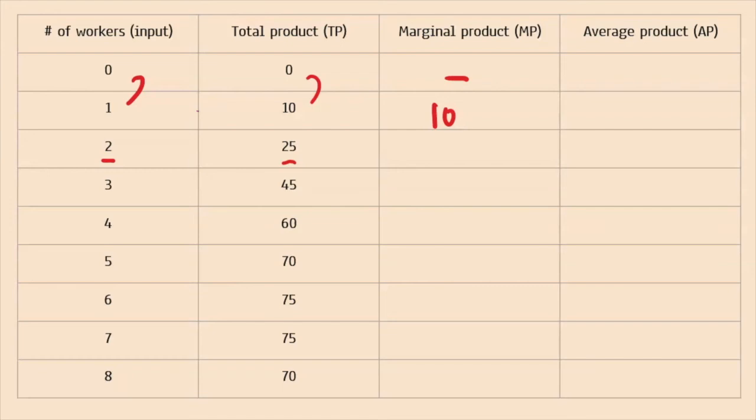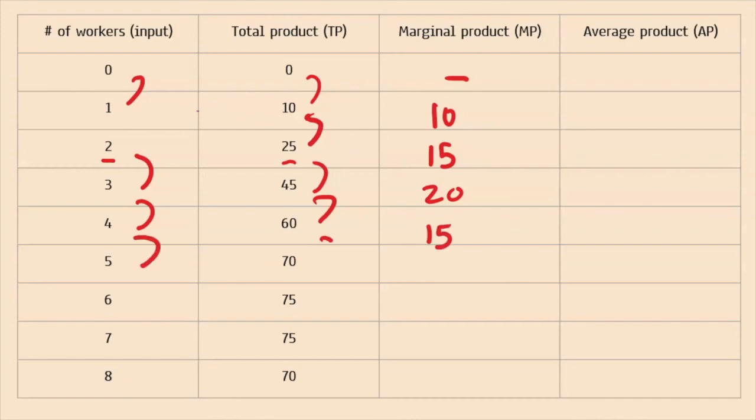Here, we just have to look at the difference between 10 and 25. We know that if one worker was able to produce 10 units by himself or herself, and two workers were able to produce 25 by working together, then the second worker brought in an additional 15 products. And then we do from 2 to 3, which we get to 20. Then 3 to 4, we go to 15.